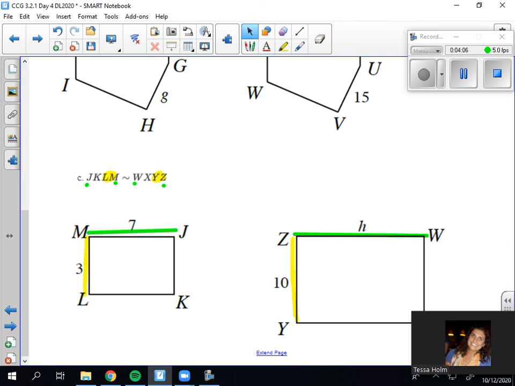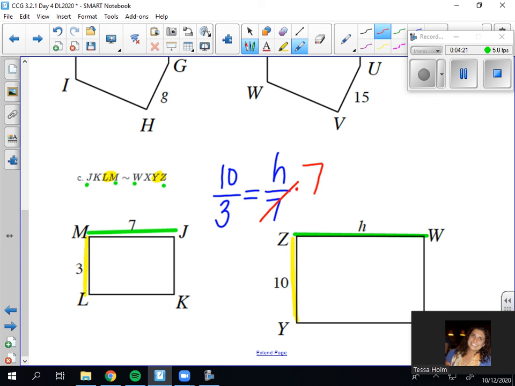Okay, so let's do method 1, setting up the proportion first. 10 matches up with 3, just like my missing side length H matches up with 7. So then I'm going to multiply both sides by the denominator because I want to get rid of that, right? So 7 times 10 is 70, divided by 3 is my missing side length. And 70 divided by 3 would be 23.3 repeating.